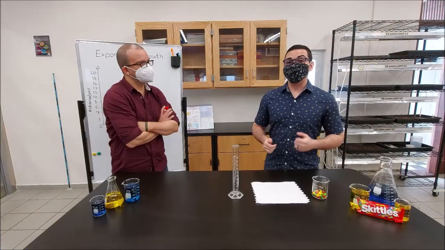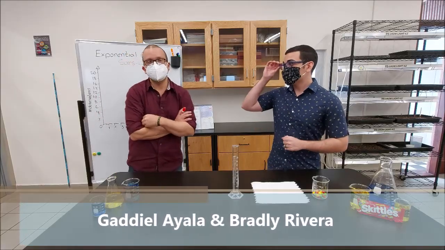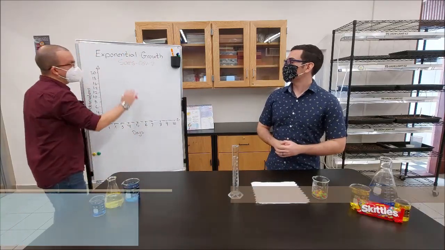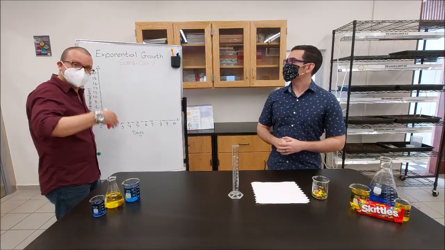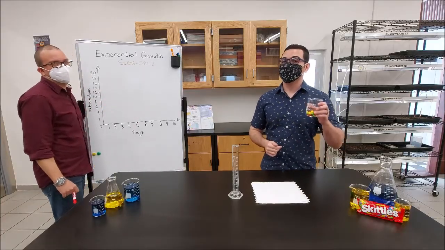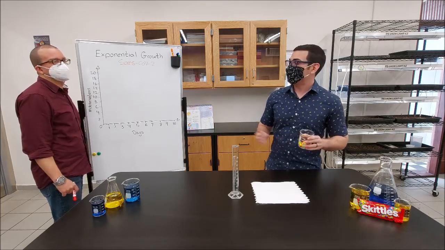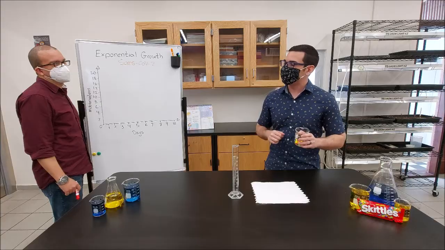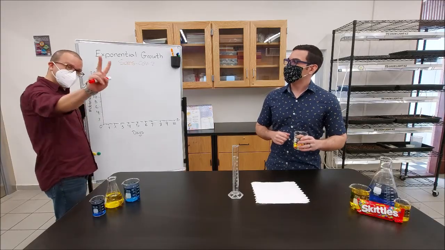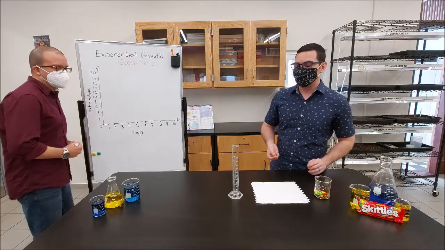Now we're going to be doing a demonstration of how exponential growth works. And we're going to take the opportunity to show you how a virus can spread from person to person using this demonstration. To do that, we're going to be using Skittles. Each Skittle is going to represent a person that was infected by a virus. Now, Gaddiel, with how many people are we going to start? For today's demonstration, we're going to start with 2 Skittles. Okay, so we have 2 Skittles that represent 2 people that are already infected with the virus, right?